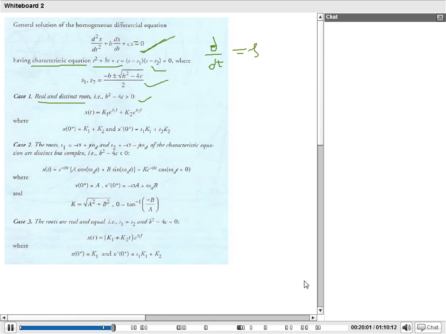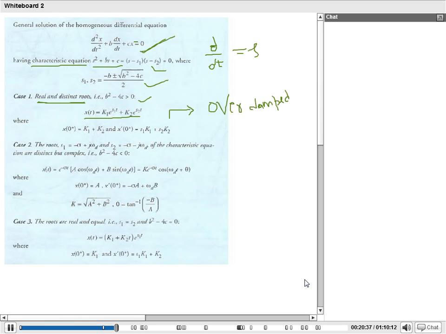If the roots are real and distinct, this is nothing but over damped. I am just writing over damped. The response is over damped. So what is damping? I will explain. If the roots are real and distinct, that is b square minus 4c is greater than 0, we are getting different roots, and the response x of t is the over damped response.